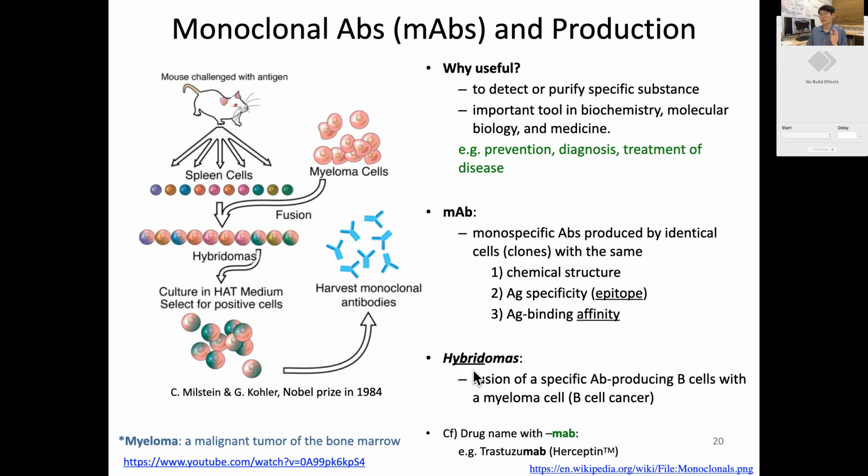And like drug names, you can actually recognize which one is a monoclonal antibody. For example, as I told you multiple times, Herceptin, which is the anti-HER2 antibody drug, its name is trastuzumab. And you look at this final mab, it means it's a monoclonal antibody treatment drug. Okay, you can watch this YouTube video explaining monoclonal antibody.